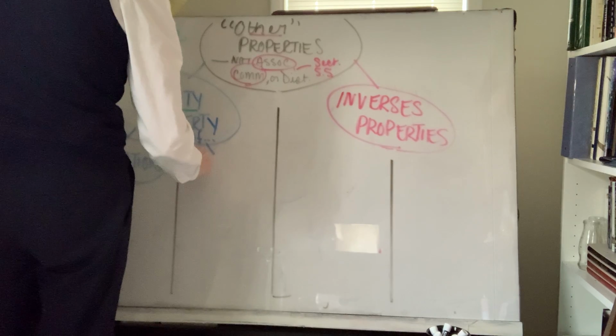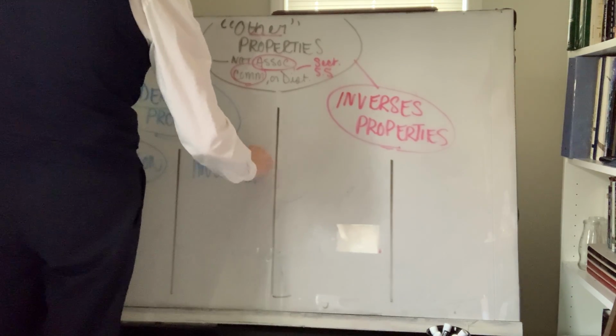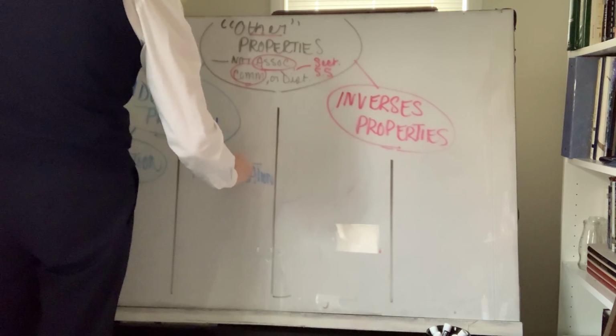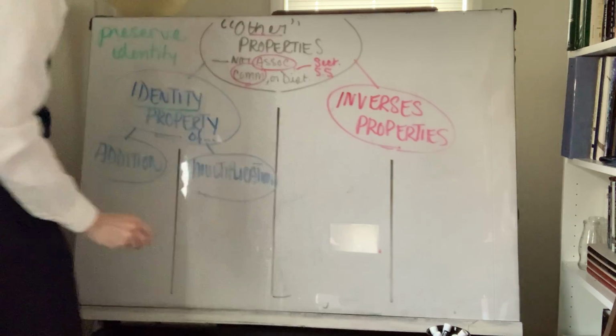And there is an identity property of multiplication, right? They still fulfill that requirement. They just do it in different ways, right?